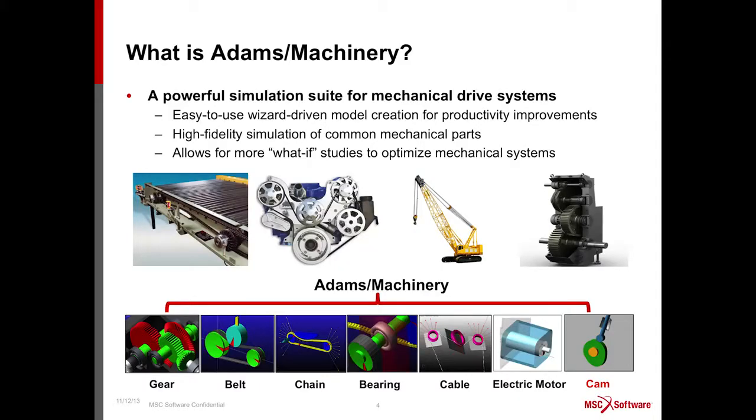And then we also want to support the parameterization of these mechanical systems, so that allows you to do more what-if studies to optimize the mechanical system. So currently you see the suite of machinery modules in Adams Machinery: gears, belts, chains, bearings, cables, and earlier this year we released an electric motor module, and then we're currently working on a CAM module. In the electric motor module, you can choose to design the electric motor within Adams using curves or functions, motion, or you can also choose to import an electric motor as an FMU or a Simulink S-function or Easyvibe library.